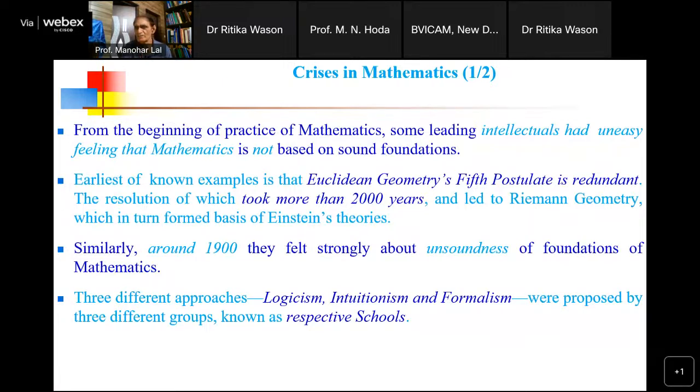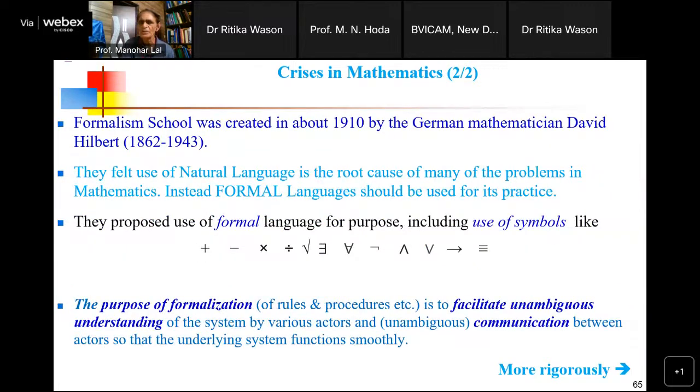So the pioneers tried to find out how to put mathematics on sound foundations. One of the solutions found was that instead of writing PLUS, you make a cross. Instead of writing MINUS, you just make this one. Instead of writing square root, you just use this symbol. Instead of writing 'there exists', you use a symbol. That was one of the approaches, which is called formalism. The purpose of formalization is to facilitate unambiguous understanding in communication among the various actors.